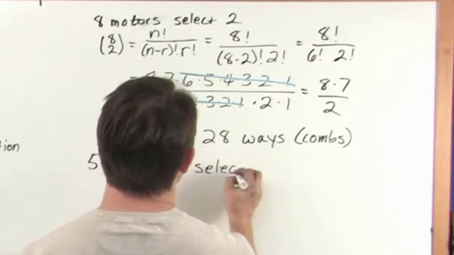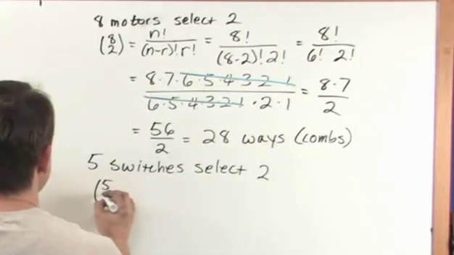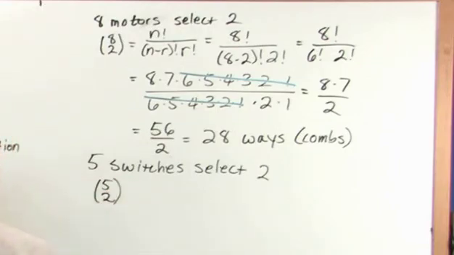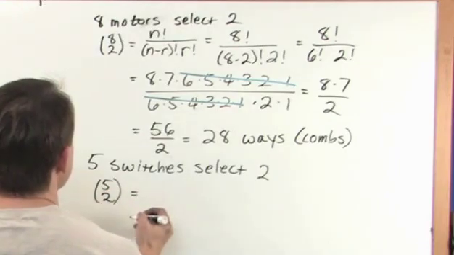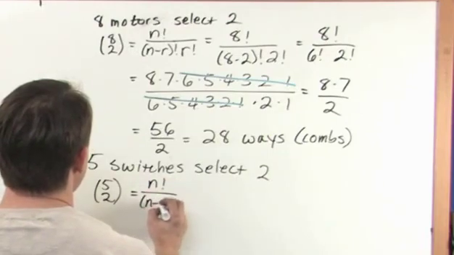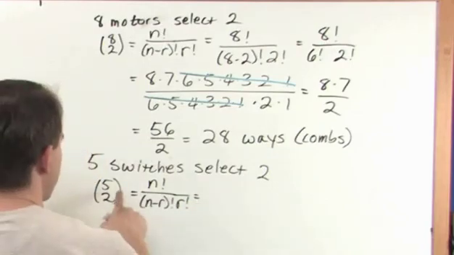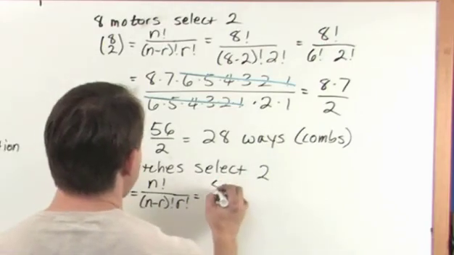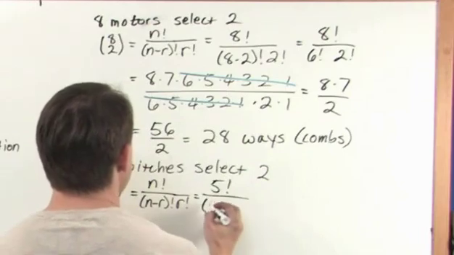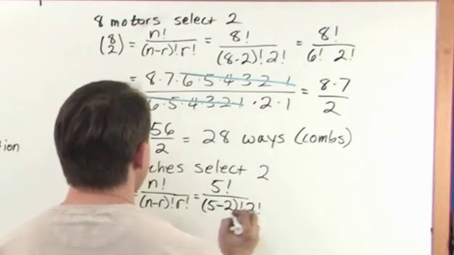Select 2 at a time. Okay, so it's going to be the same story. 5 switches taken 2 at a time. Let's see how many ways we can do that. Okay, so you're going to have n factorial over n minus r factorial times r factorial. And so n is 5 and r is 2. So you'll have 5 factorial over 5 minus 2 factorial times 2 factorial.